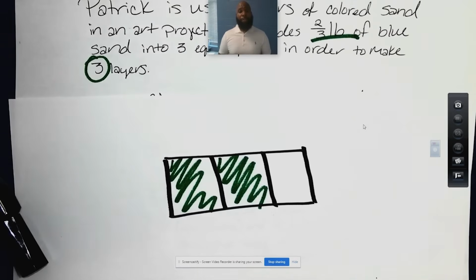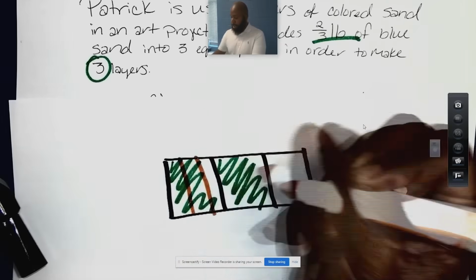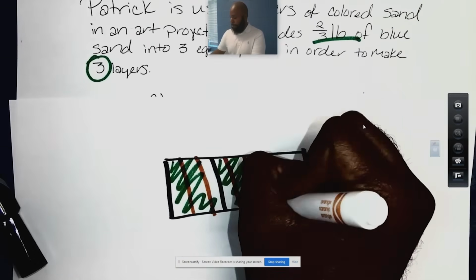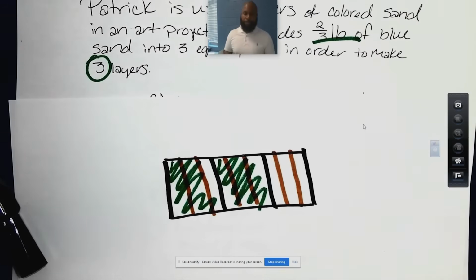This model shows that 2/3 pound of sand must be divided into 3 parts. Now we must divide each part into 3 parts. So I'm going to take each part and divide that into 3 parts, this part, this part, and this part. So how many parts do we have now? If you said 9, you are correct.